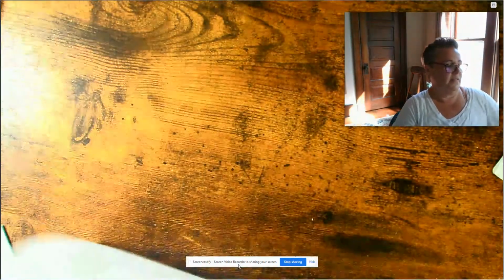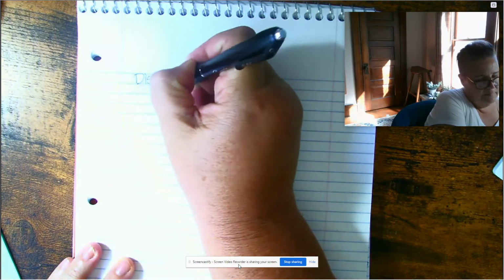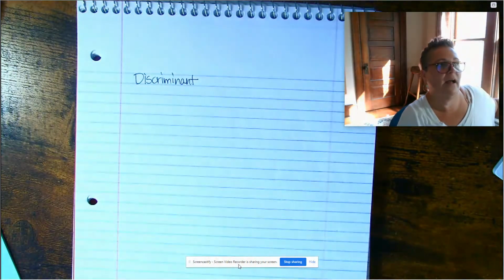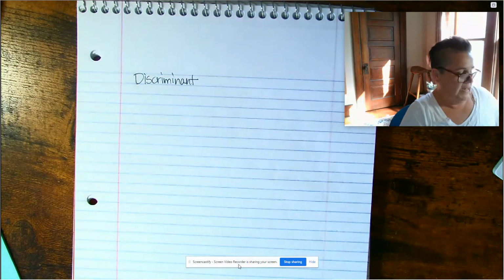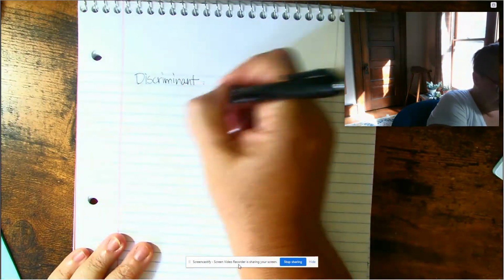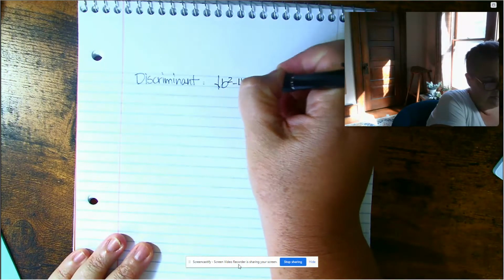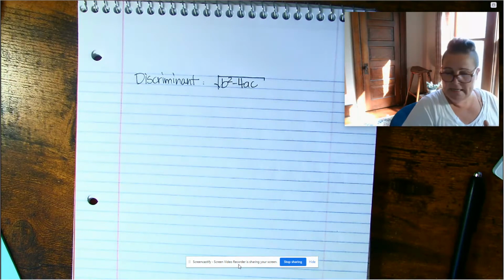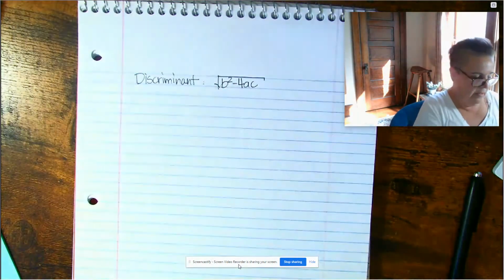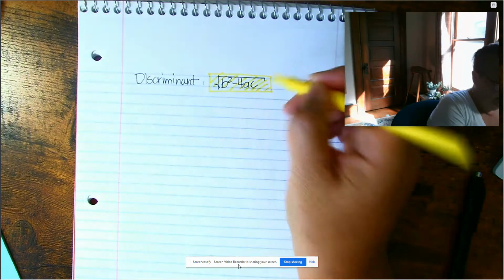All right. One of the things that we want to talk about here is the idea that the discriminant is an important part of the quadratic formula. The discriminant is b squared minus 4ac. The discriminant is this part right here. This part, all of this, is the discriminant.